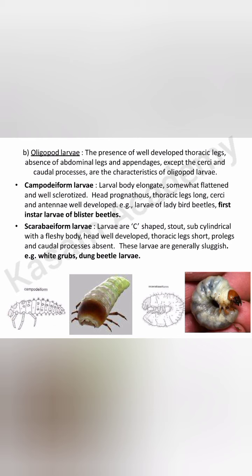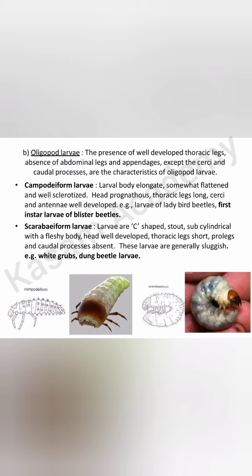Here first we will see campodiform larva. Here larval body is elongate and somewhat flattened with very well sclerotized body. Head is prognathous, that means projected forward. Thoracic legs are long and antennae are well developed. Examples of campodiform larva are larva of ladybird beetle and first instar larva of blister beetle.